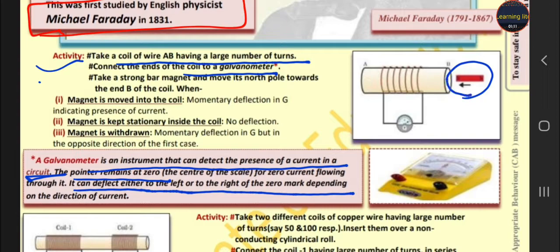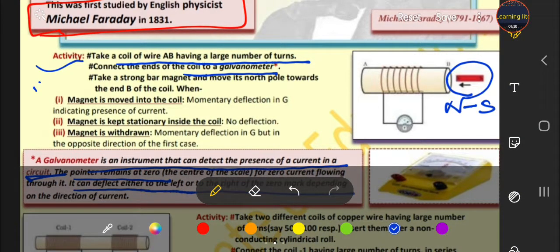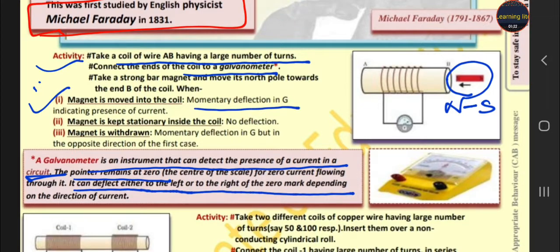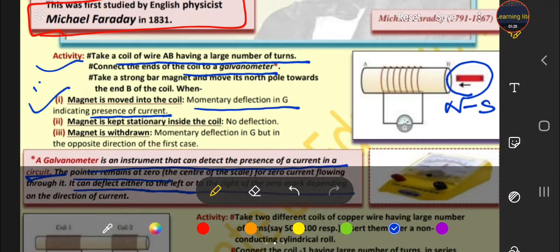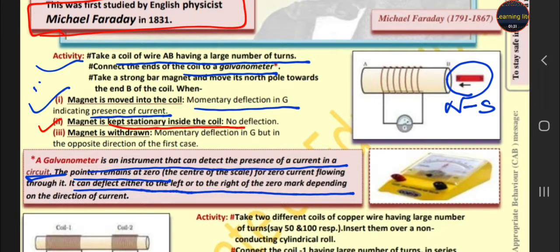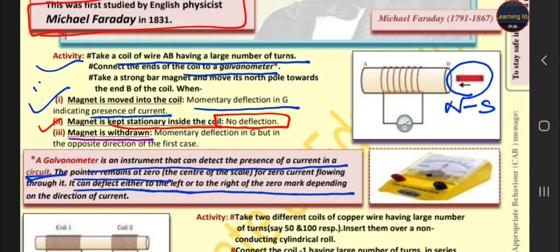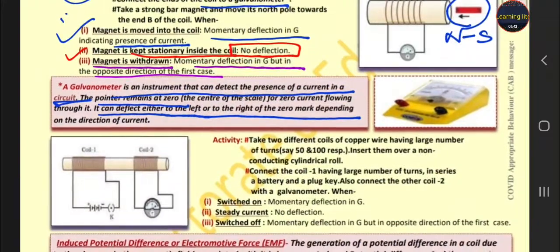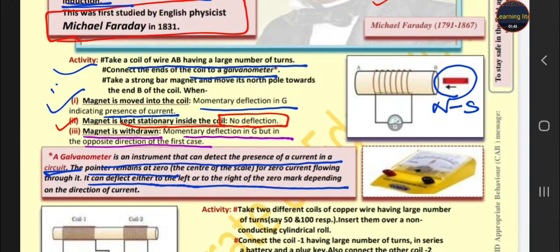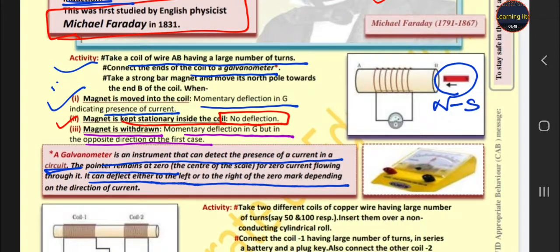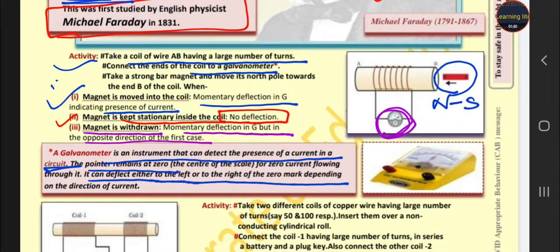So take a bar magnet, students, with its north pole and south pole, its north pole towards the coil. Whenever the magnet is moved into the coil, there is a momentary deflection which indicates the presence of current. Secondly, when the magnet is kept stationary, there is no deflection. And thirdly, we note when we withdraw the magnet, there is also a momentary deflection, but in the opposite direction. It means the motion of the magnet induced a current, and this current is shown by the galvanometer.